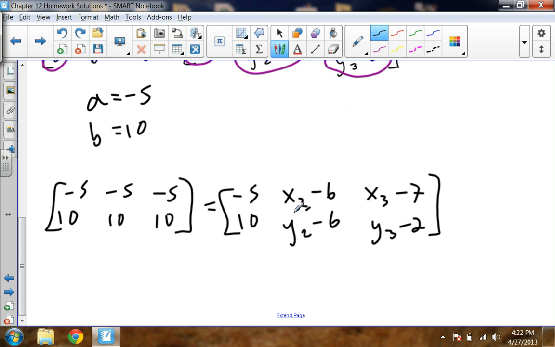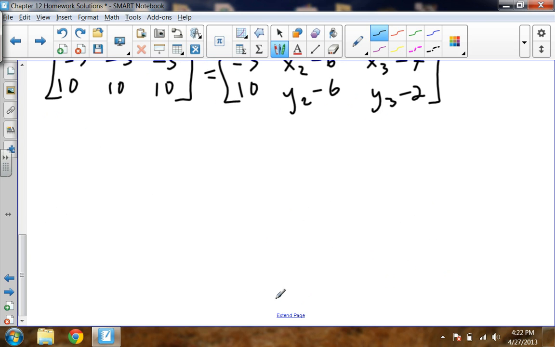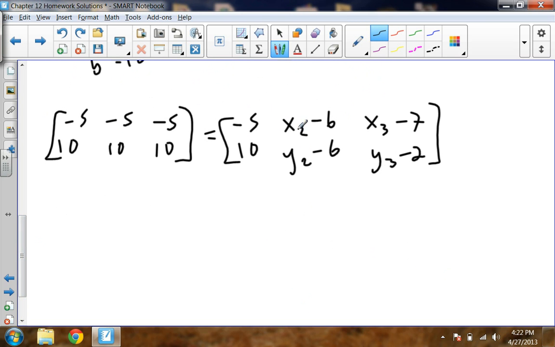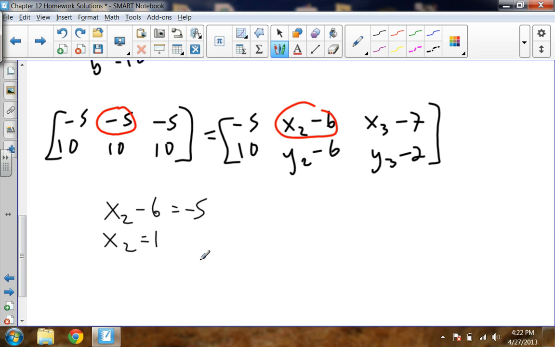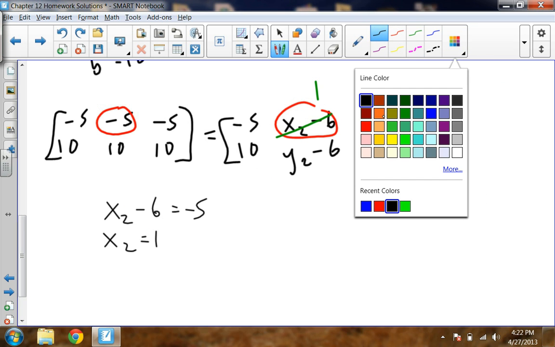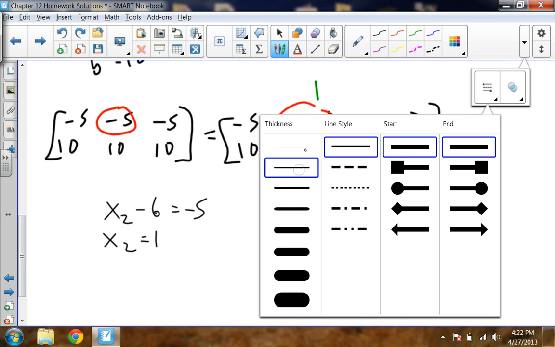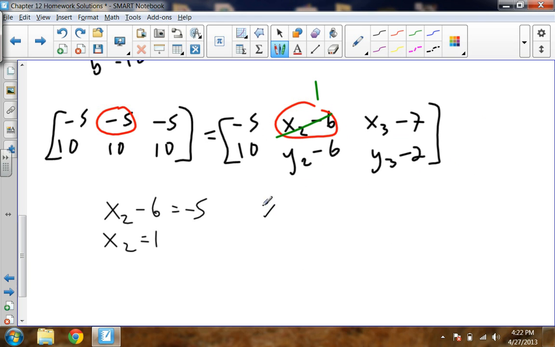So how can I now solve for x2, y2, x3, y3? Well, I can start substituting values in. x2 minus 6 equals negative 5. So I can write an equation for that. I'll say x2 minus 6 equals negative 5. Add 6 to both sides, I get x2 equals 1. And keep doing the same thing for everything else. And I'll plug those in later to not have to change all the settings again. So x3 minus 7 equals negative 5. So x3 equals 2.